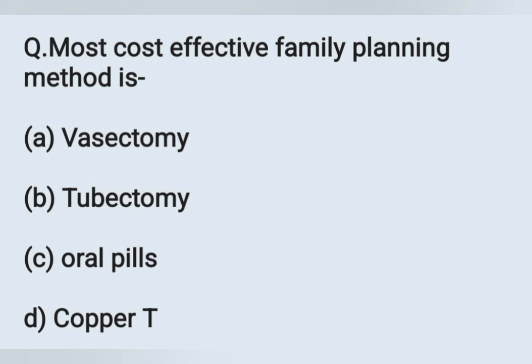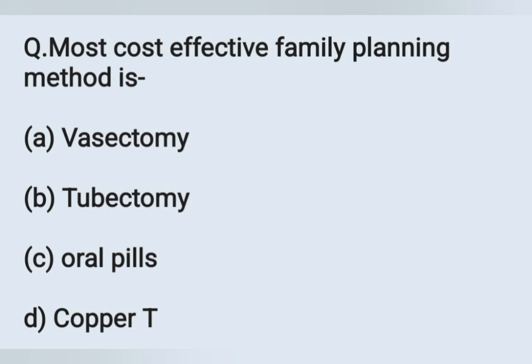And the next question is, the most cost effective family planning method is. Options: option A, vasectomy; option B, tubectomy; option C, oral pills; option D, copper T. Our question is, which family planning method is cost effective? Cost effective means less cost or not that much costly. Among these options, vasectomy is less cost.